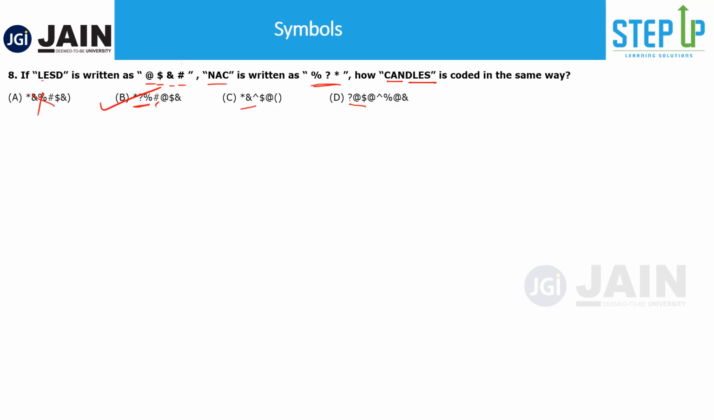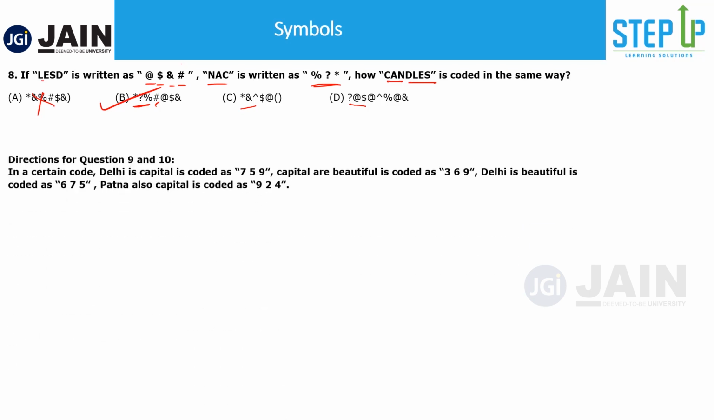Because all of these are different alphabets, you could have just checked that these 4 should be there. So these 4 were available in this series, so hence the answer. This is again very easy.